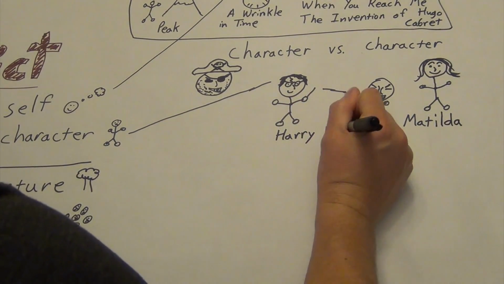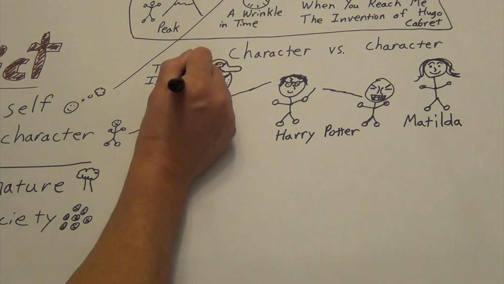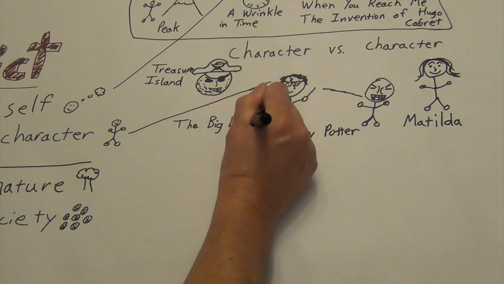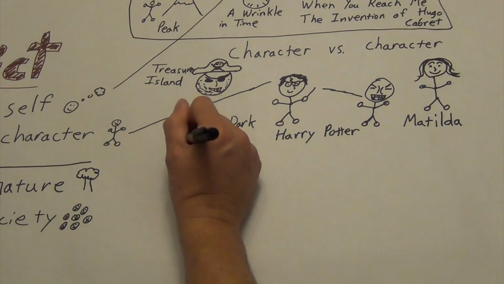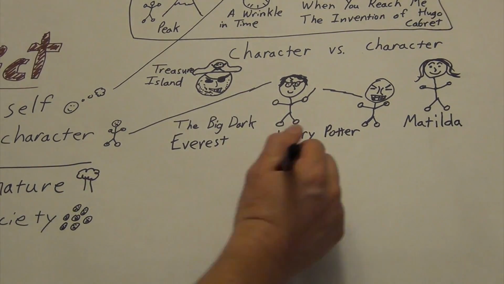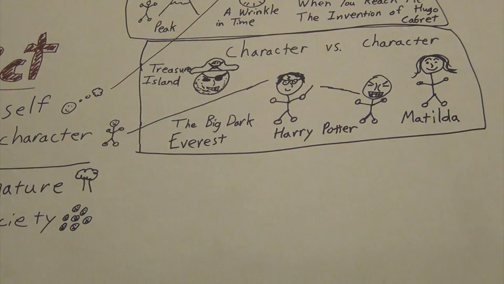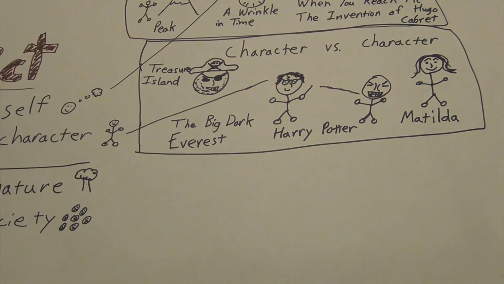There's also a good example in Matilda, where Matilda goes up against Mrs. Trunchbull, and she sort of has to have that conflict. There's other examples too, like in The Big Dark, in Everest, and many, many other stories. So that's character versus character.